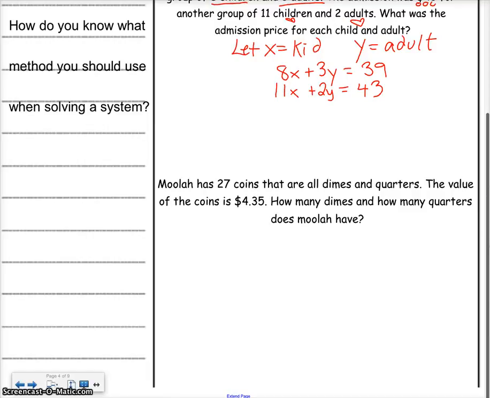Moolah has 27 coins that are all dimes and quarters. The value of the coins is $4.35. How many dimes and how many quarters does Moolah have? So, I always need to do the concrete step 1 and define my variables. Let x equal dimes, and let y equal quarters.